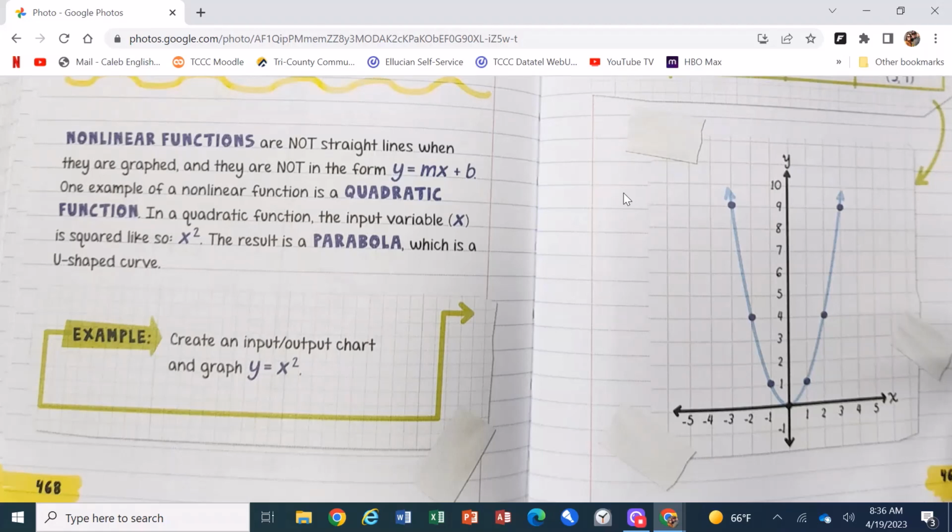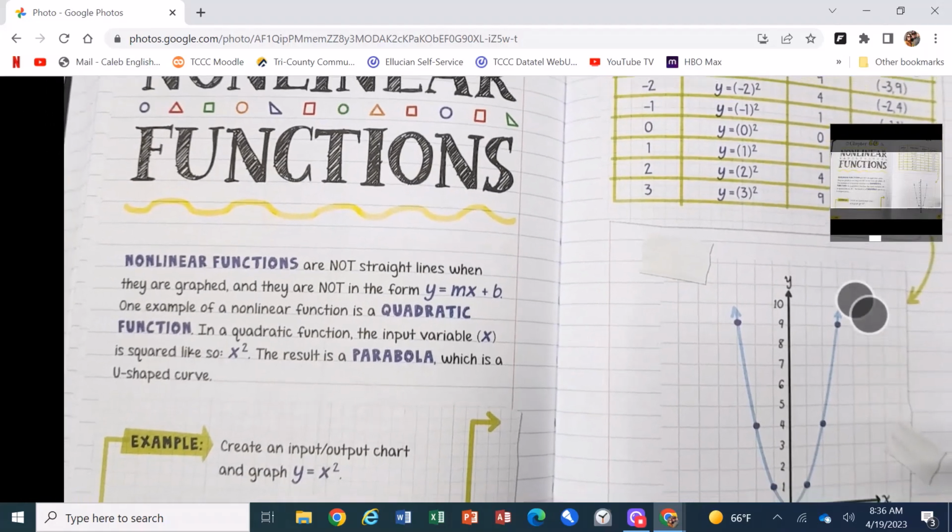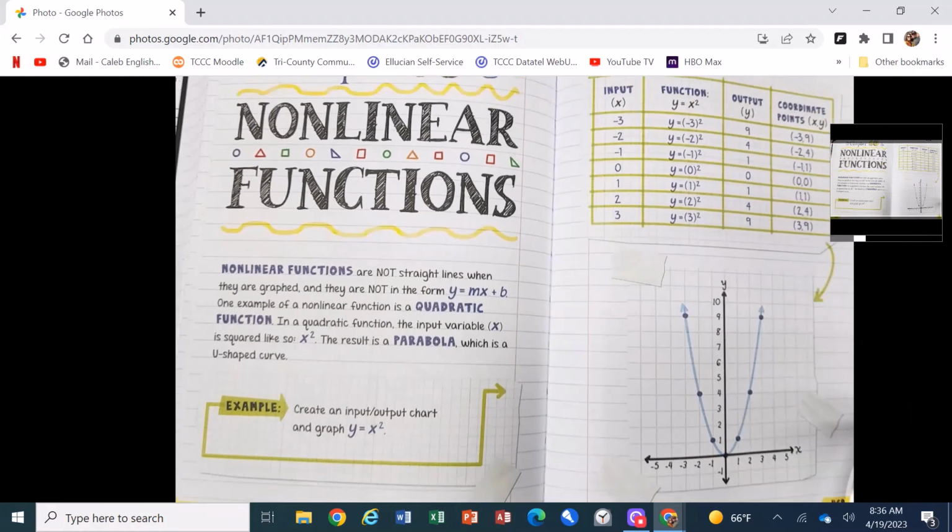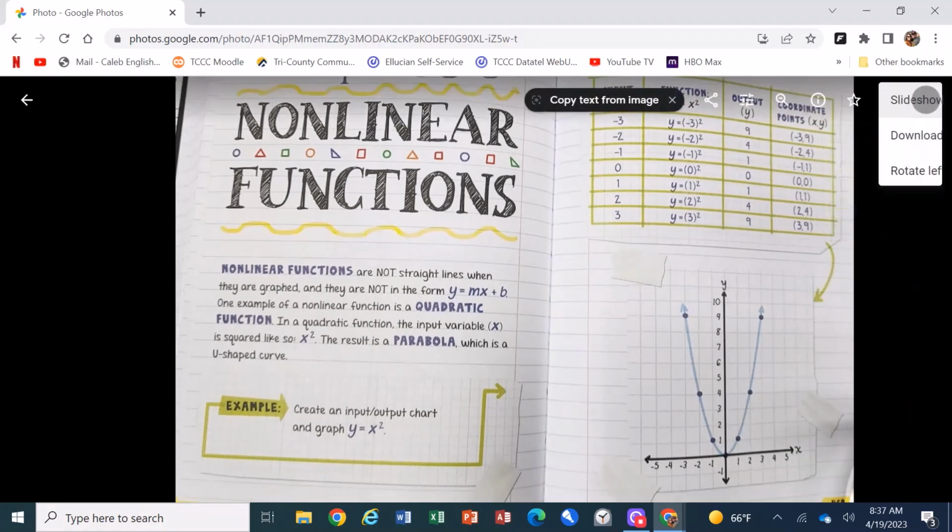So this example here is built off of, you know what? This thing is really aggravating me.